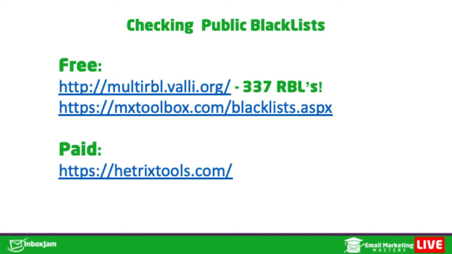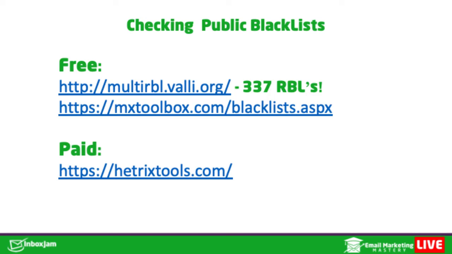So how do you check them? There are free ways to check them. There's a site called MultiRBL.valli.org that actually checks 337 different RBLs. RBL stands for real-time blacklist. Then there's also mxtoolbox.com, which is also a free tool you can use. It doesn't check as many as MultiRBL, but it does check all of the major ones.